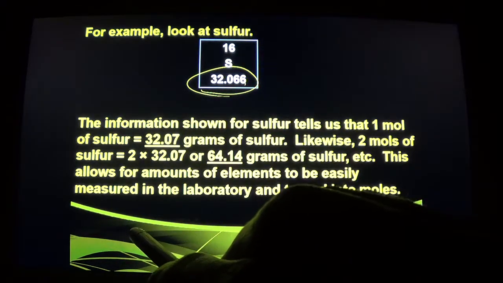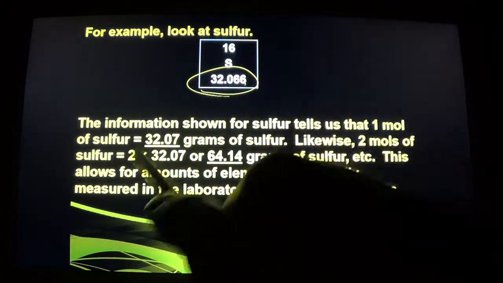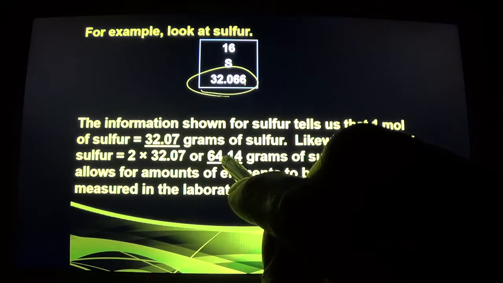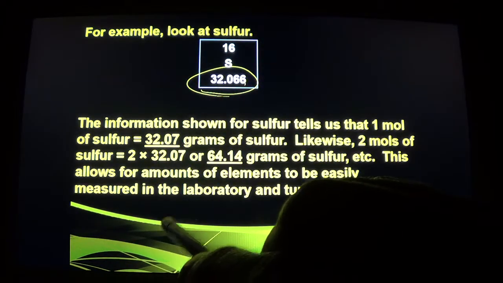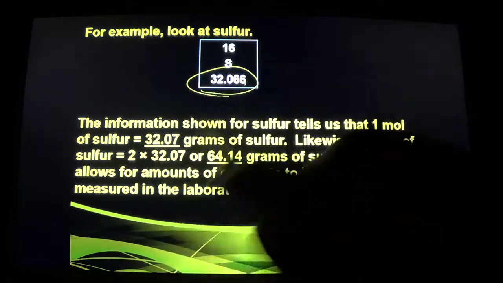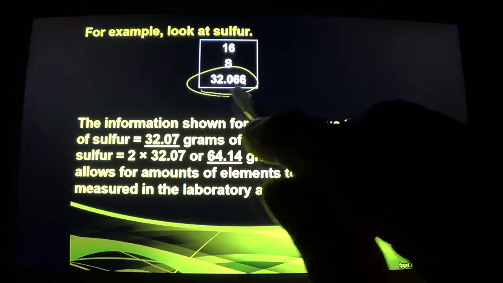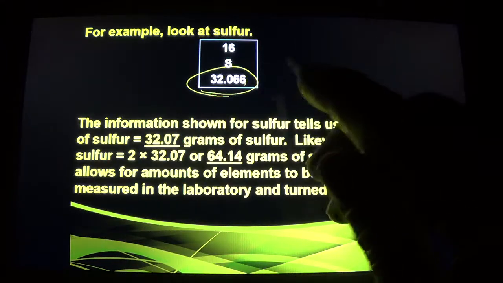But what if I said 2 moles? Well, if that's for 1 mole, then I just multiply it by 2 and I get 2 moles worth. And what if I wanted 3.5? I would multiply by 3.5. And what if I wanted 2/3? I'd multiply by 2/3. So you do see how convenient this is?